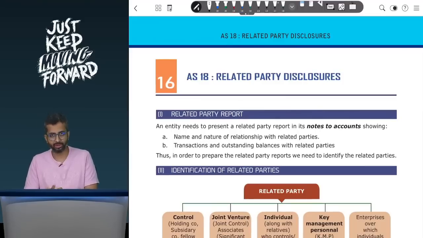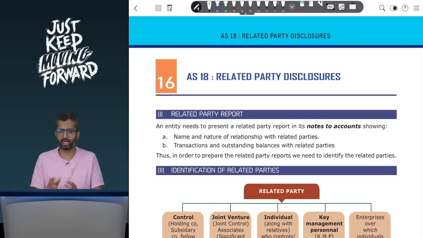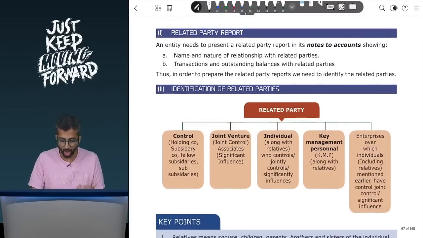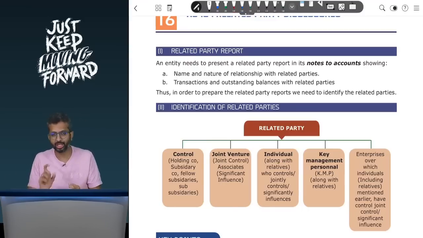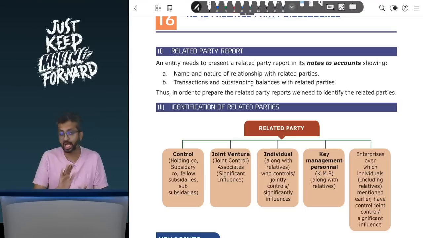Next you go to AS 18. This is on related parties. Now when you look at related parties, again this is a disclosure standard where in the notes to accounts I need to show the related party transactions as well as names and the relationships of my related parties. But before I go to the actual report, I need to figure out who are my related parties. So identification of related parties: individuals or entities where there is control, that is more than a 50% stake, are related parties, or joint control like a joint venture are related parties, or a significant influence like an associate having greater than 20% stake can be taken as related parties.